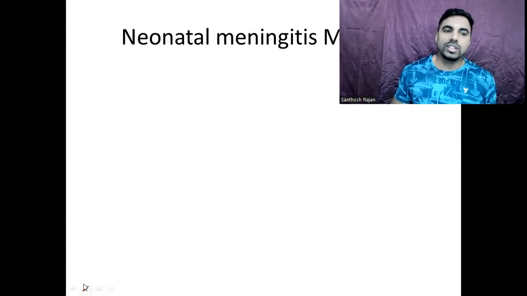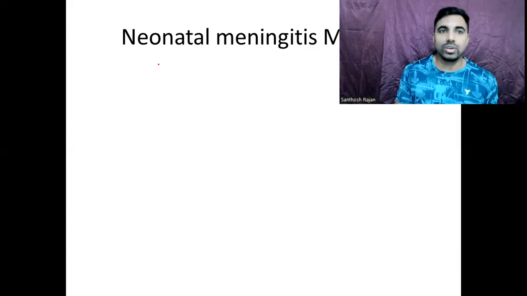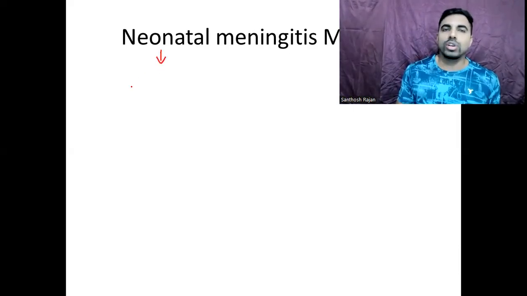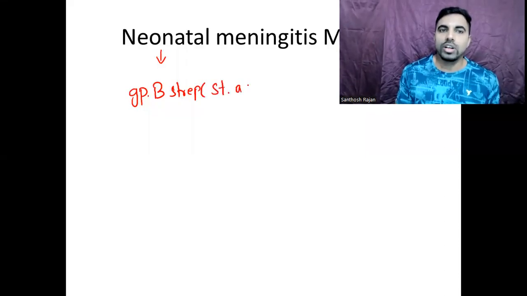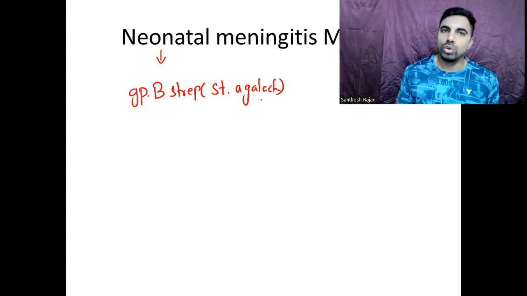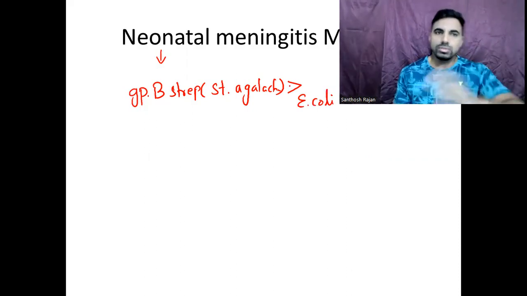They asked: neonatal meningitis, most common cause. If it is a direct question, always remember the most common would be the top one. That is group B Streptococcus, Streptococcus agalactiae. We just spoke about it. Neonatal meningitis, the most common cause is Streptococcus agalactiae, followed by Escherichia coli. They both are almost equal.